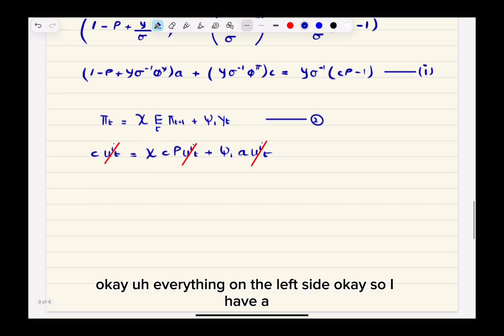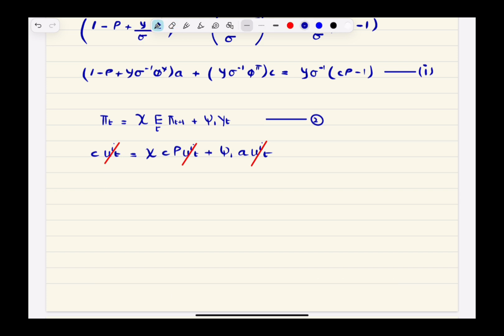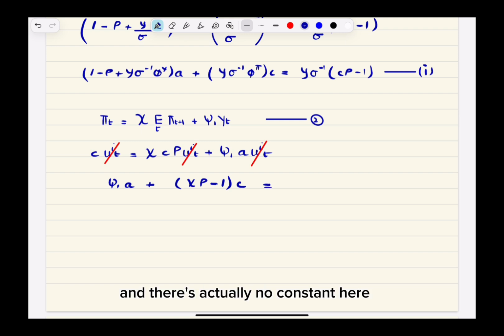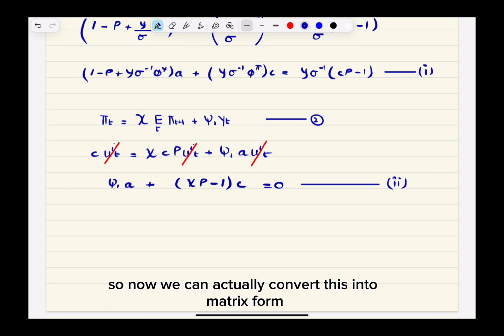Okay, everything on the left side. Okay, so I have just this with A plus C, a cross and a row minus a 1 with C, and there's actually no constant here. Looks kind of strange, but it's okay. This is our second equation. Okay, so now we can actually convert this into matrix form.